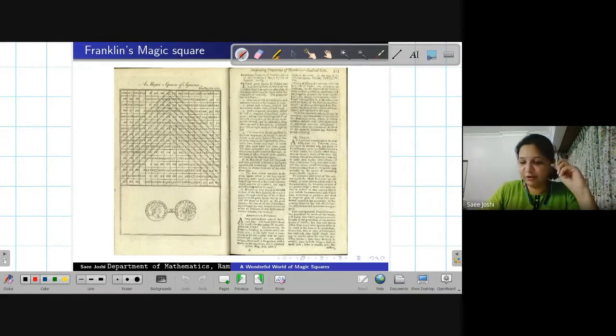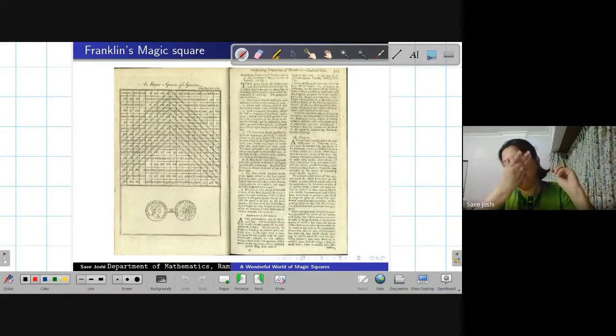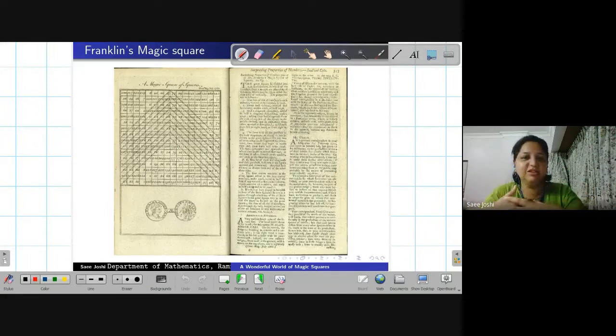Now this kind of square is peculiarly very interesting. This is called the Franklin's magic square. I think many of you have heard of Benjamin Franklin. He was a very big man. He was a scientist, an inventor and a mathematician at heart, and of course a great politician.